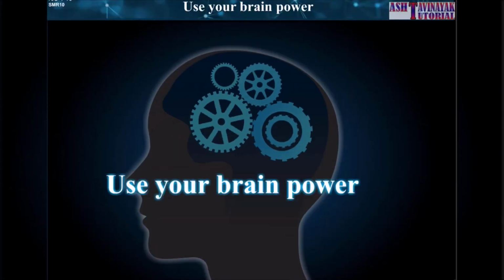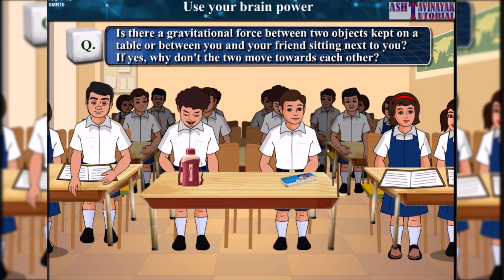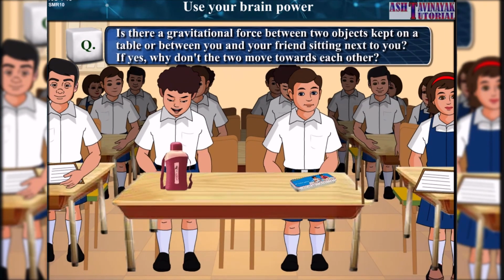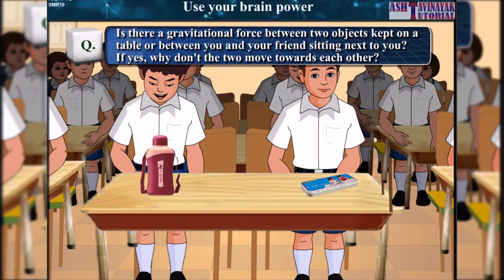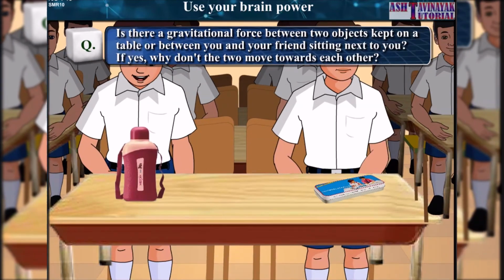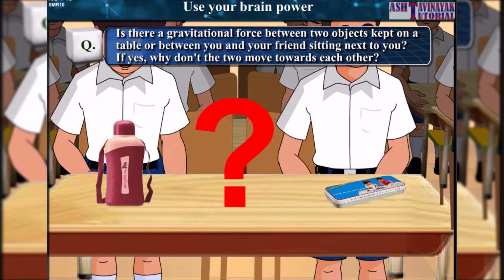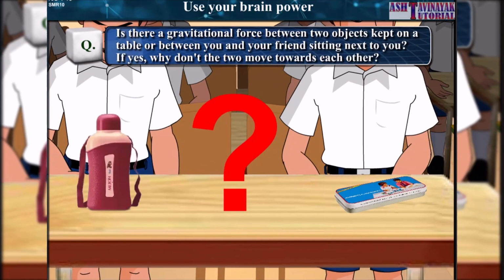Use your brain power. Is there a gravitational force between two objects kept on a table or between you and your friend sitting next to you? If yes, why don't the two move towards each other?